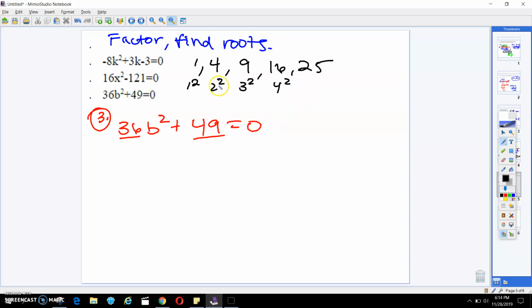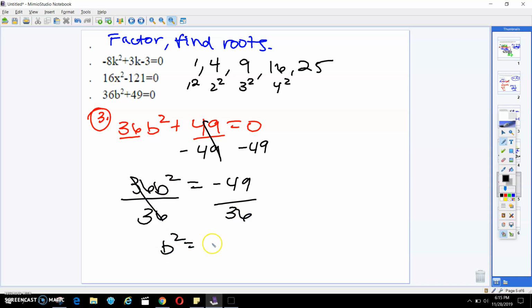Something times itself will give you a number. If you took the square root of it, you get a whole number. That's what a perfect square is. So on here, I'm going to subtract 49 from both sides. That's going to give me 36b squared equals negative 49. I'm going to divide by 36 on both sides.